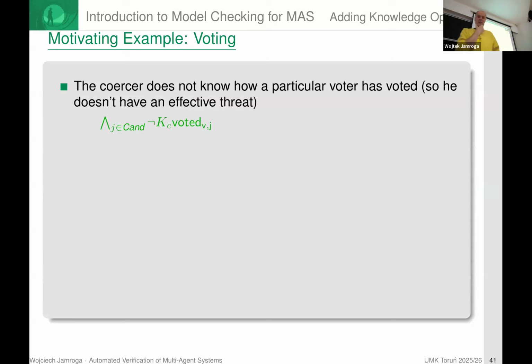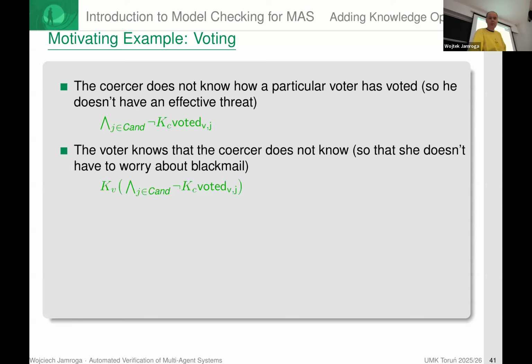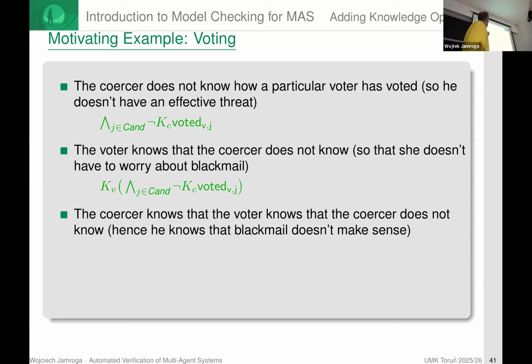Let's go to formalizing these properties. The coercer does not know how a particular voter has voted, so he doesn't have an effective threat. Well, for each of the candidates, it is not the case that C knows that the voter voted for this candidate. The voter knows that the coercer does not know: we just add the knowledge operator for the voter in front. The coercer knows that the voter knows that the coercer does not know. Okay, we keep adding these knowledge operators.